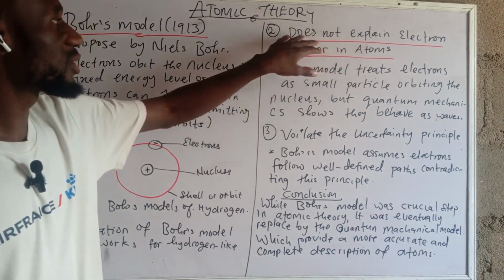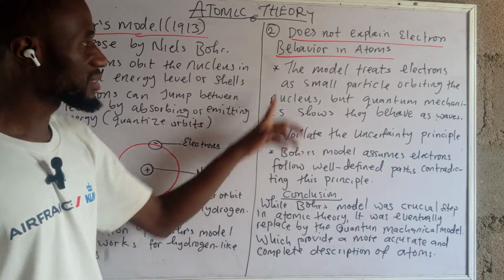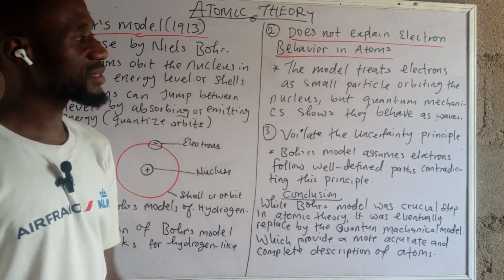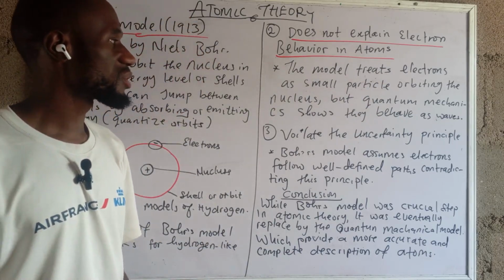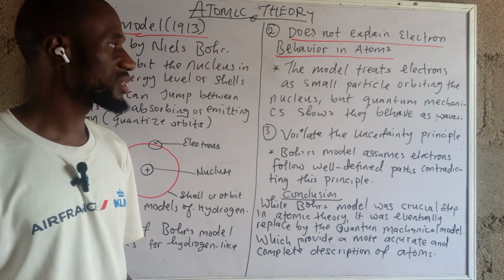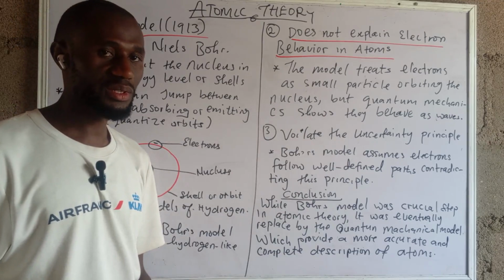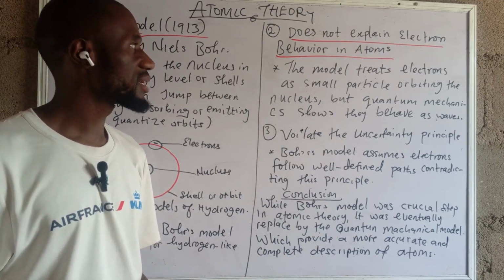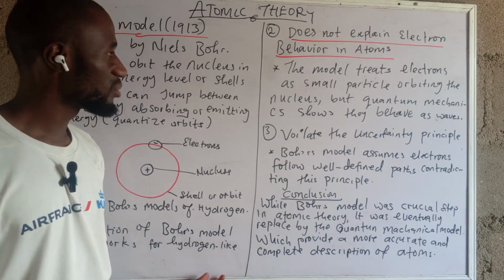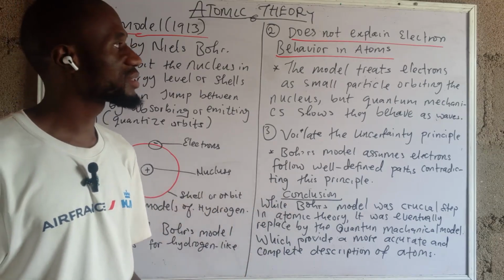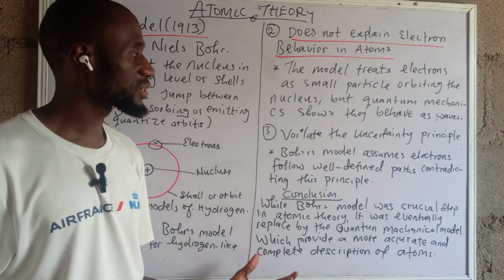The next limitation is that it does not explain electron behavior in the atom. The model treated electrons as small particles orbiting the nucleus, but quantum mechanics shows their behavior as well. If you check quantum mechanics, you will see how the electron behaves, and Bohr didn't explain the electron behavior in the atom. Okay, that is his limitation.